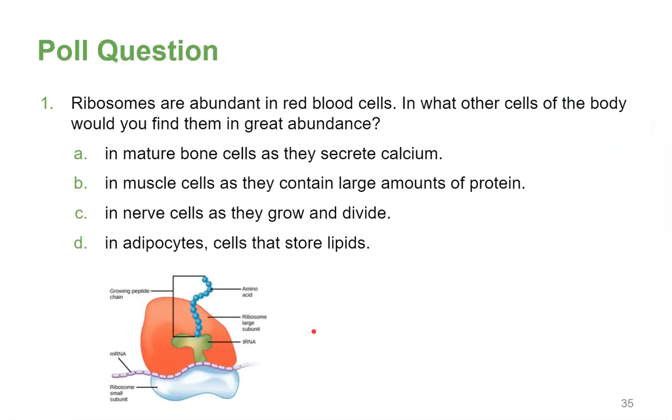Okay, poll question. So ribosomes are abundant in red blood cells. What other cells of the body would you find them in great abundance? So remember, ribosomes make protein. So where would you find a lot of ribosomes? Well, that would be in muscle cells, right? Muscles are made of protein, and so you would find a lot of ribosomes in muscle cells.